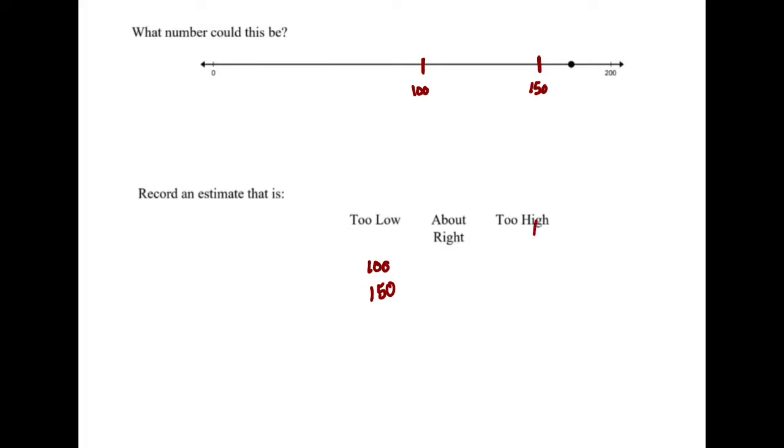Okay, something that's too high. Okay, let's say maybe 190. Can you see how that might be too high? Because if I take this difference between 150 and 200, and I'm going to count by tens, because 190 is also counting by tens, I'd have to go 160, 170, 180, 190, 200.